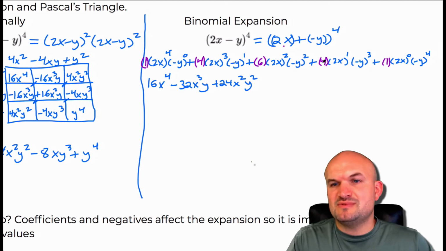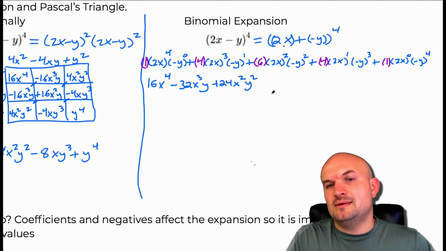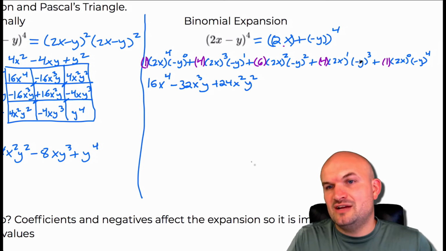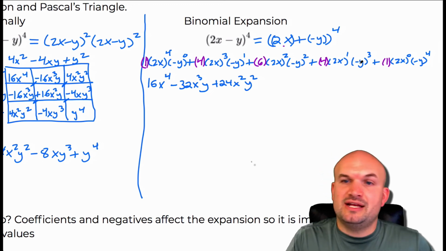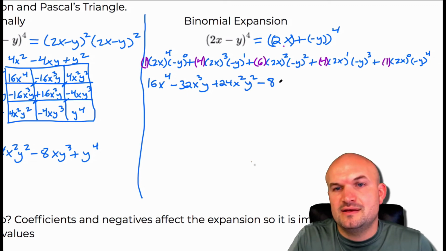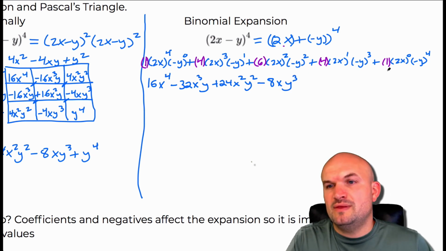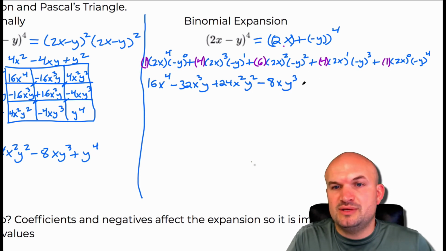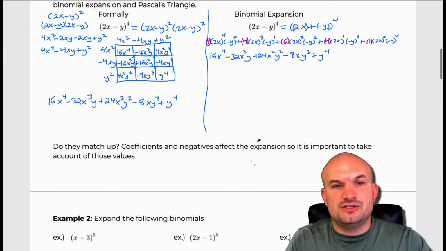Here I have 2x times 4, which is going to be 8x. But then I have negative y cubed, which is going to be negative y cubed. So it's really a negative 1 times y cubed. So negative 1 times 8x is going to be a negative 8x y cubed. And then here that becomes 1. Negative y to the 4th is just y to the 4th. All right, so let's go ahead and make sure that these are the exact same answers.